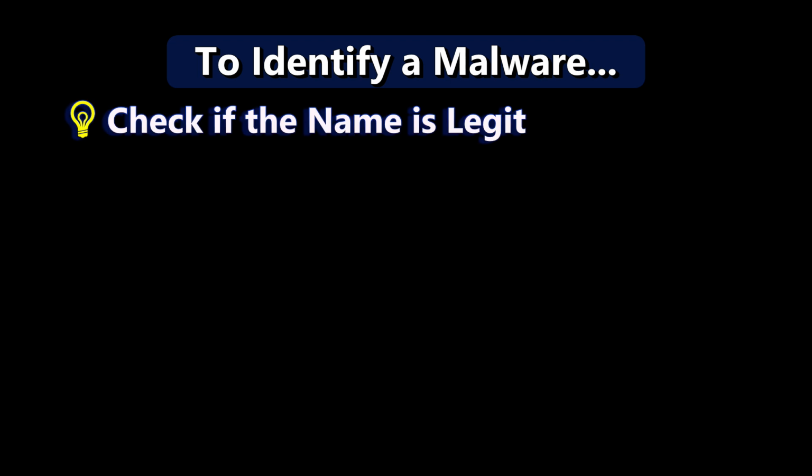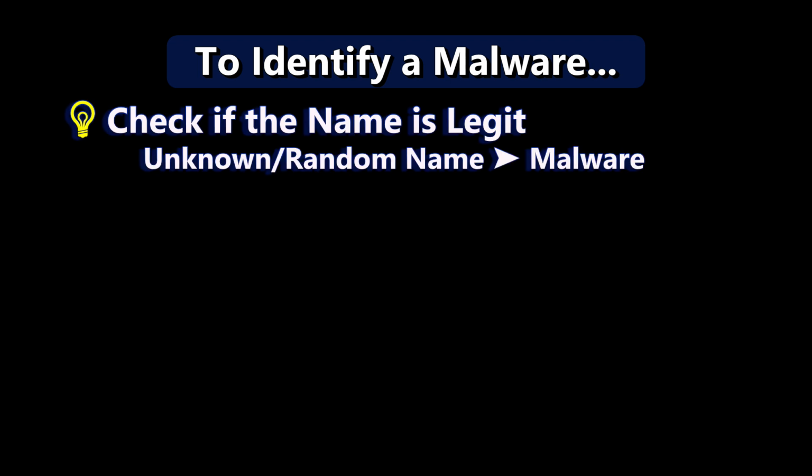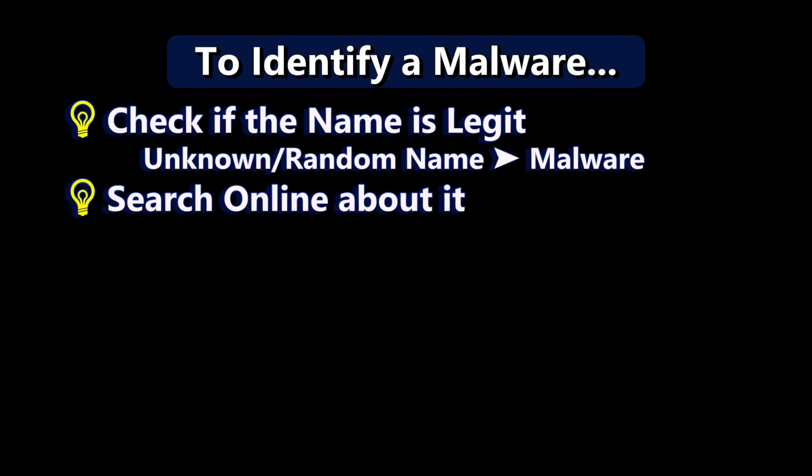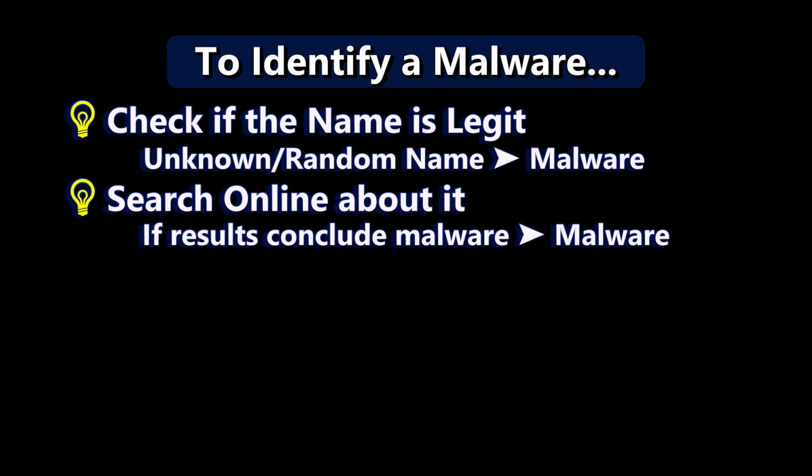Here is how we identify a malware from a normal background task. Check if the process or the app name is legitimate. An unknown or a random name can be suspicious. Right-click on it and search online. If the results show a malware report, that's a red flag.